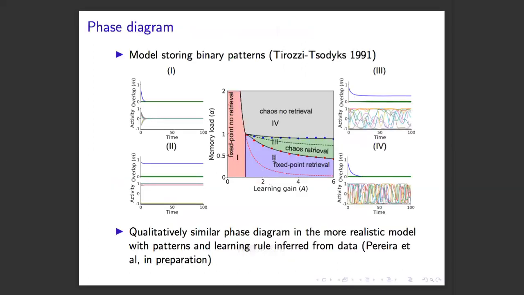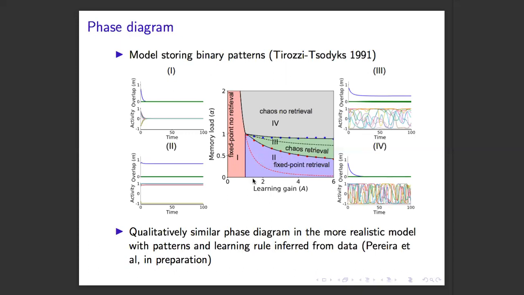So actually, we're talking about changing this learning gain, and this is a phase diagram that we can make. In fact, this is a phase diagram for a simpler model with binary patterns that was introduced by Tsodyks and Sompolinsky. But that illustrates our model, the one that's basically inferred from data, has a qualitatively similar phase diagram, except that it's harder to obtain. So this is still work in progress by Ulises Pereira, who did this work. But that illustrates these different phases in the network.